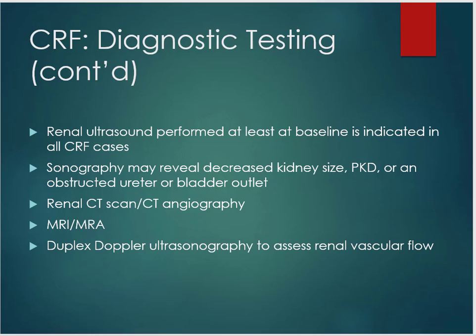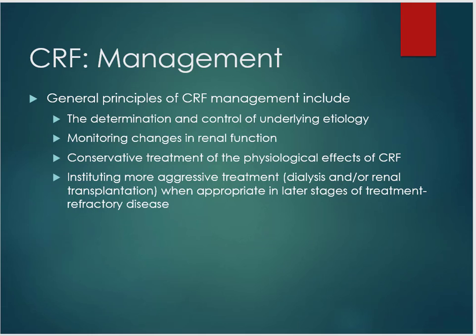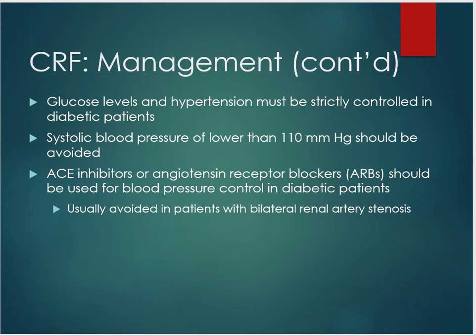All right, management of these patients is primarily to determine and control what is the cause of the chronic renal failure. You're going to be monitoring their changes in renal function. You're also going to want to promote conservative treatment for the physiological effects of the chronic renal failure. More aggressive treatment will be led by your nephrologist, and that may include dialysis and or renal transplant. In these folks, it's important that their blood sugar and blood pressures be strictly controlled.